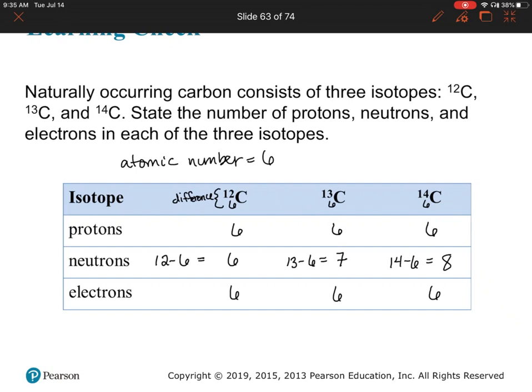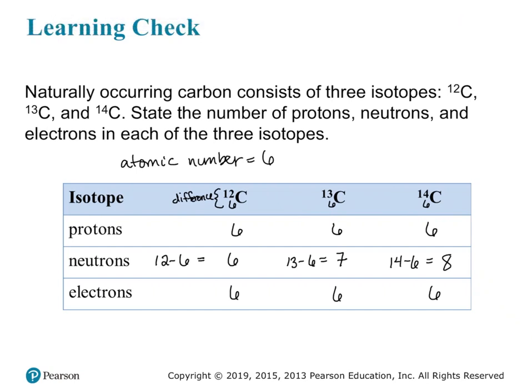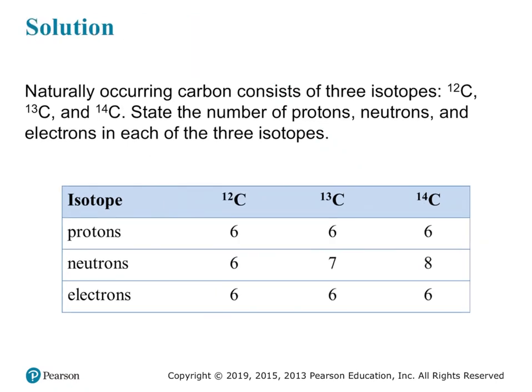So again, this is just to highlight that if you have isotopes of the same element, they'll all have the same number of protons, but they just have a different number of neutrons. And that will also give the isotopes different mass numbers. All right, and here's the solution slide.